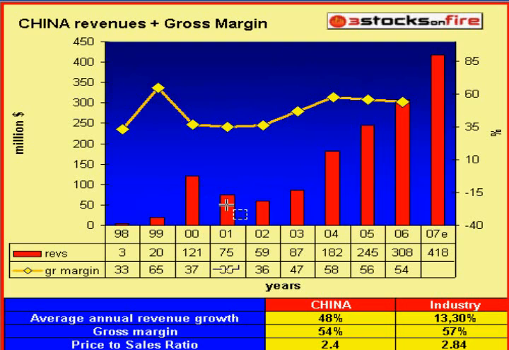These are the revenues. For '06 we have just guidance, and for '07 we have this midpoint guidance of 418 million. Well, revenues have been growing strongly since 2002 at a 48% average annual pace. The industry grew just 13% from 2005. And the gross margin for China is 54%, while the industry average is 57%. Price to sales ratio is a bit lower for China than for the industry average. So just looking at this, China looks cheap here.